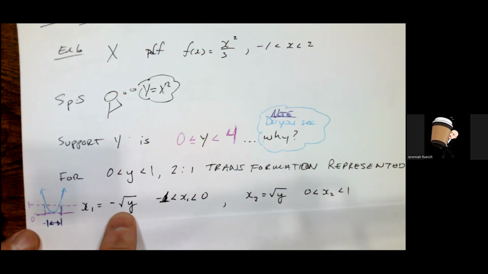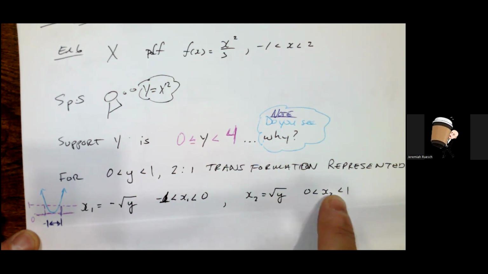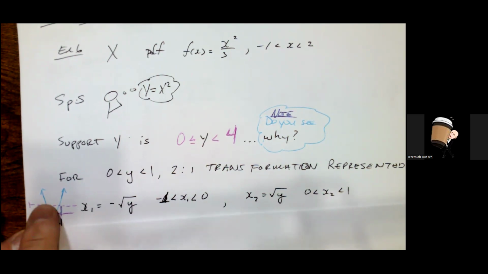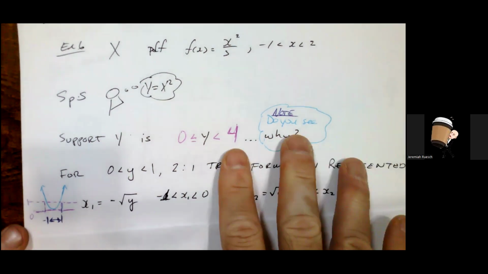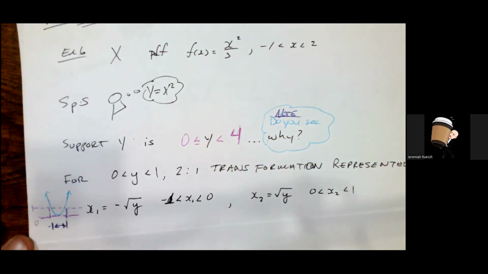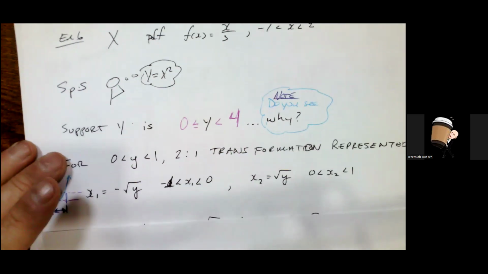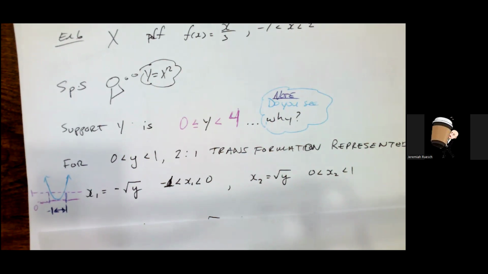So x1 is going to equal the negative square root of y, which goes from -1 to 0, and then x2 goes from 0 to 1. So this would be one branch. Maybe I should have colored them as two different branches; that would have been a better visual. But you can see that the transformation corresponds to a case where our value gets repeated.